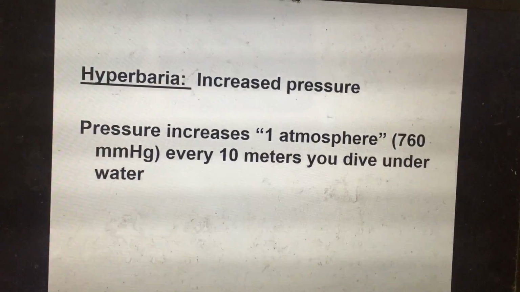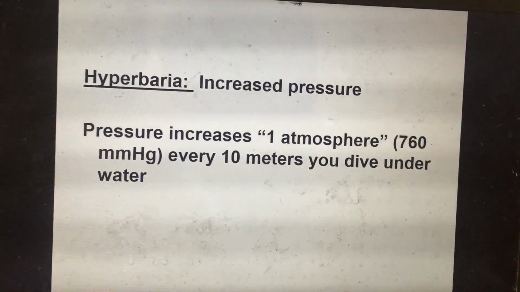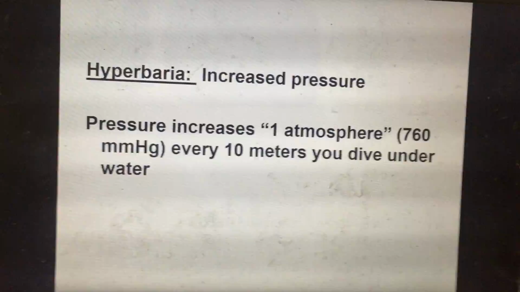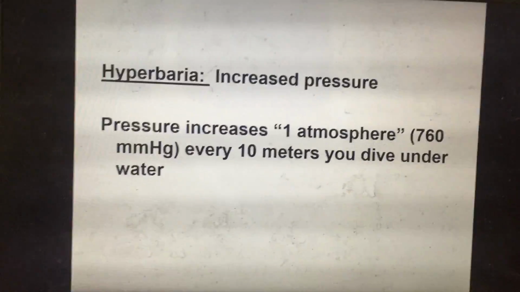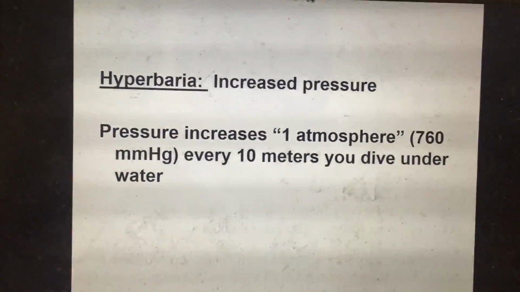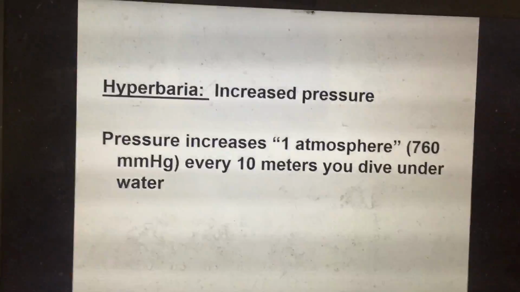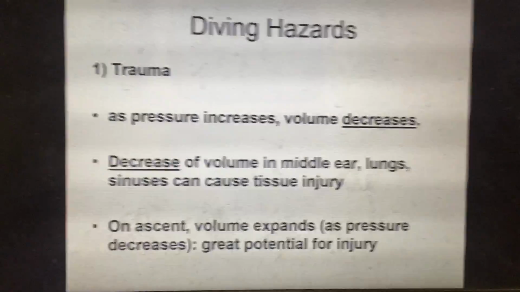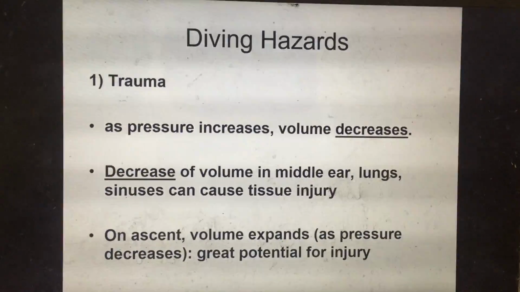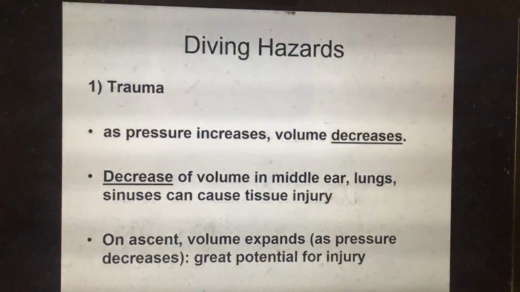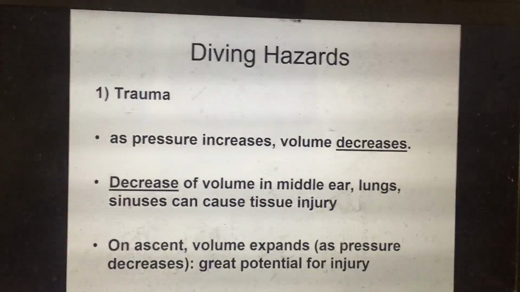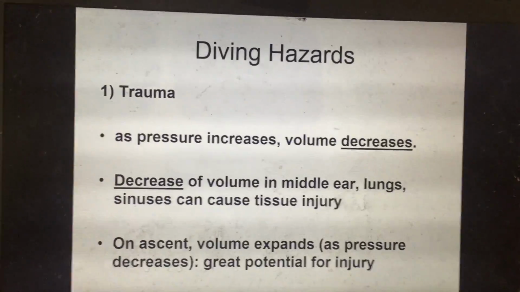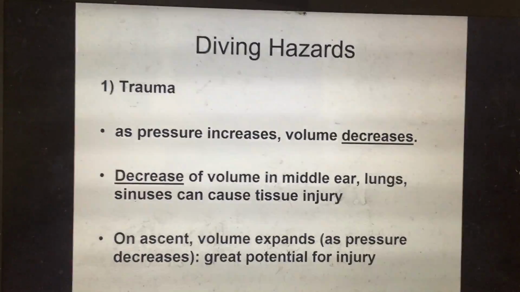The pressure that you experience while you're diving increases by 1 atmosphere, or 760 millimeters of mercury, for every 10 meters that you dive underwater. So at sea level, your atmospheric pressure is 760, and every 10 meters you go down, it increases by 760 millimeters of mercury. The first problem with diving is just the increased pressure, or the weight on your body. This causes a decrease of volume in different cavities in your body, including the volume of your middle ear, your lungs, and your sinuses. When they're under pressure, the volume of those spaces decreases.